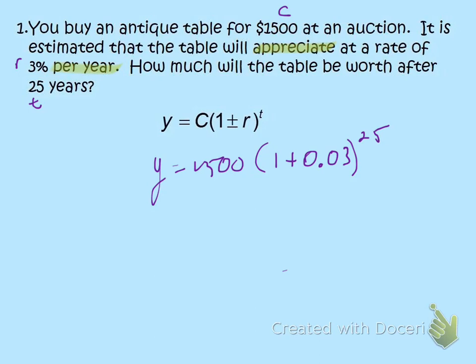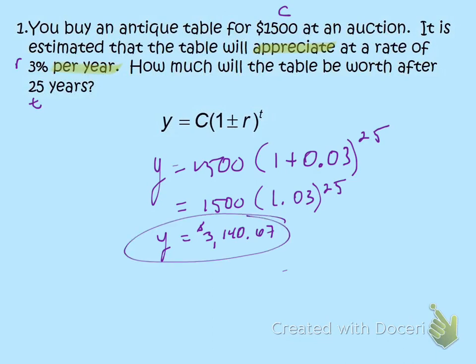Okay? And this is where you've got to get it into your calculator to where it makes the most sense. So obviously we can do some quick mental math. This is going to be 1.03. Now just raise that to the 25th power and multiply it by 1,500. And you will discover that this table will be worth $3,140.67 in 25 years. Okay? So once you pick out the formula, it's just plugging stuff in, and it shouldn't be a big deal.